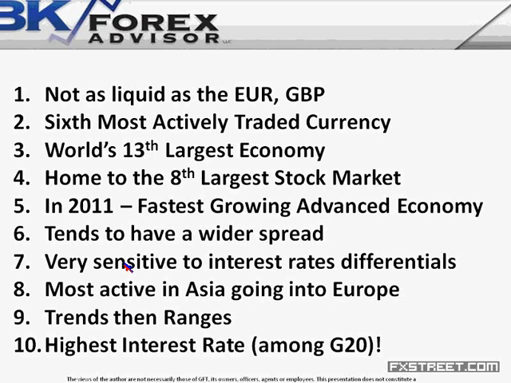Now, even though it's the world's 13th largest economy and is home to the 8th largest stock market, last year, Australia was the fastest growing advanced economy. Because of that, the Australian dollar held up pretty well in 2011, particularly in the beginning of the year. It basically rose above parity, rose to a high of 1.1080 in July. It did fall off a bit after that, but it still ended the year above parity.